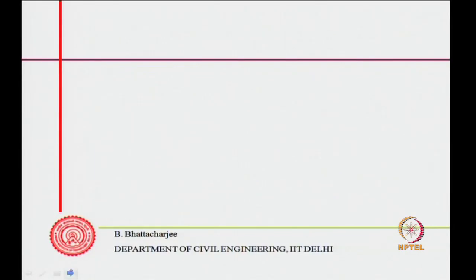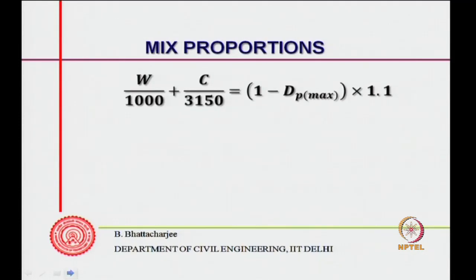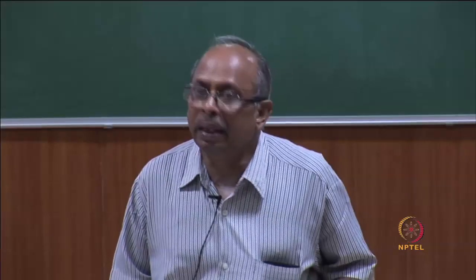How? The equations are like this. First of all, if I am trying to get the mix proportion, the volume of water plus the volume of the cement must be equal to 1 minus the dP max that I have determined earlier, into 10% extra. So, the paste content must be the minimum paste content. This is an equation related to minimum paste content, and that is related to packing density.